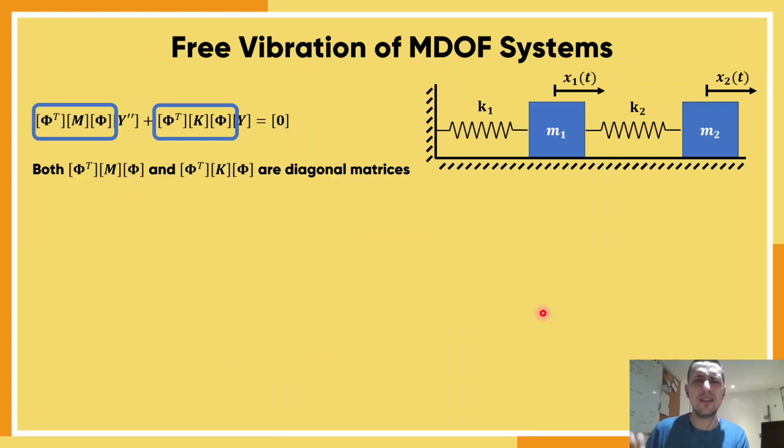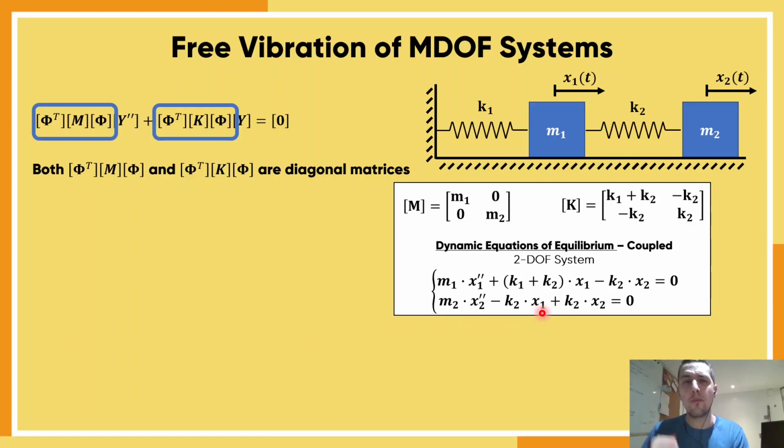Now, why is this critical? Why is this very, very important? To see this, I want to look back at the equations from the first video in the coupled form. I told you, what is causing the fact that this is coupled? It is this minus k2x2, and in this equation, this minus k2x1. And where do these two come from? They come from this term here in the stiffness matrix and this term here in the stiffness matrix.